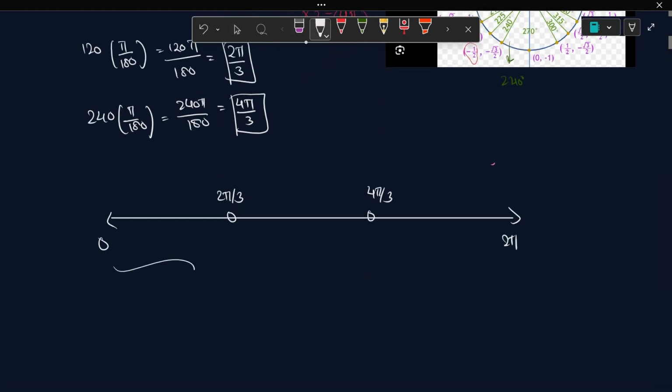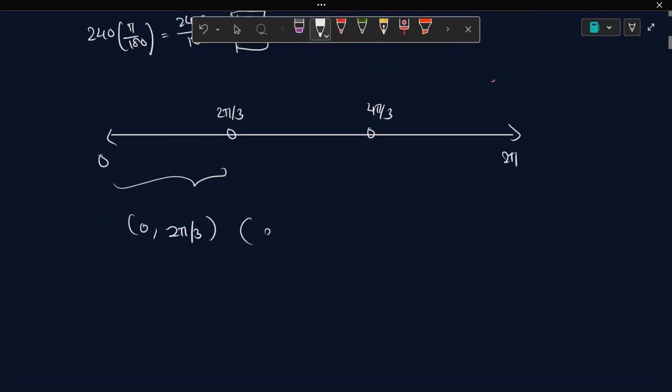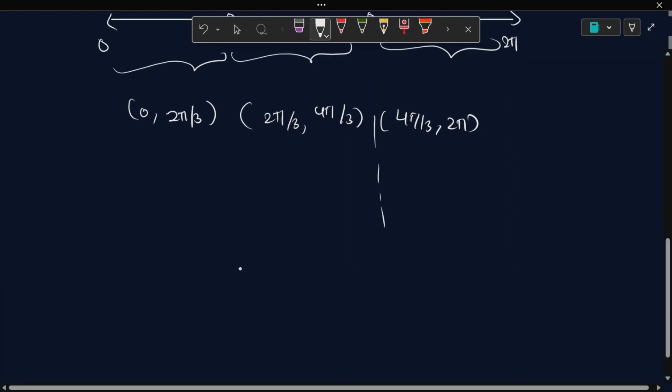So my first interval, as you can see, is from 0 to 2 pi over 3, and this endpoint is not going to be included over here, because critical points we never include. The second interval is between these two numbers. And the third interval is going to be from 4 pi over 3 to 2 pi. So I have broken down my intervals into three.